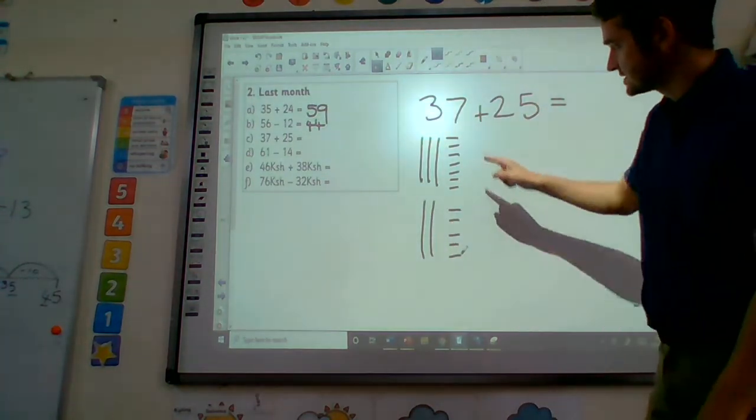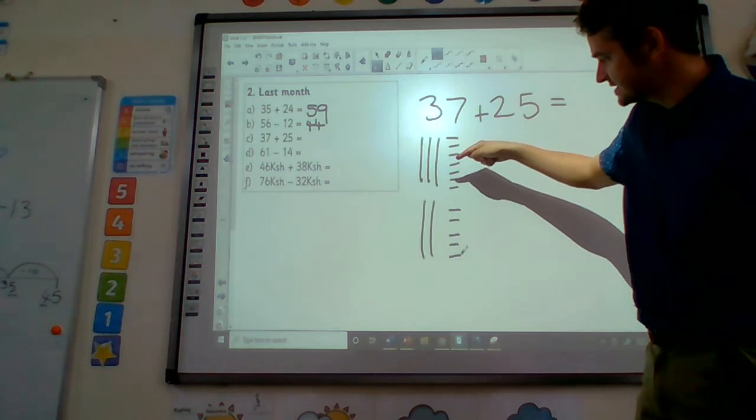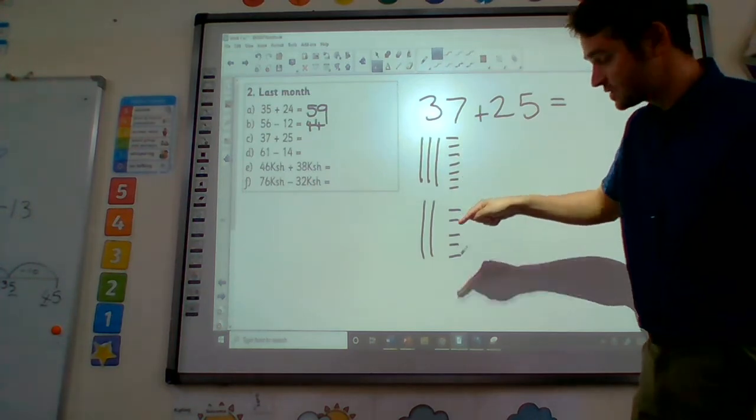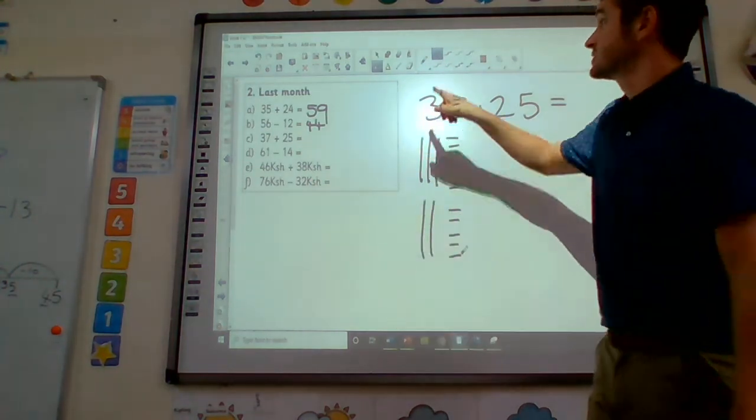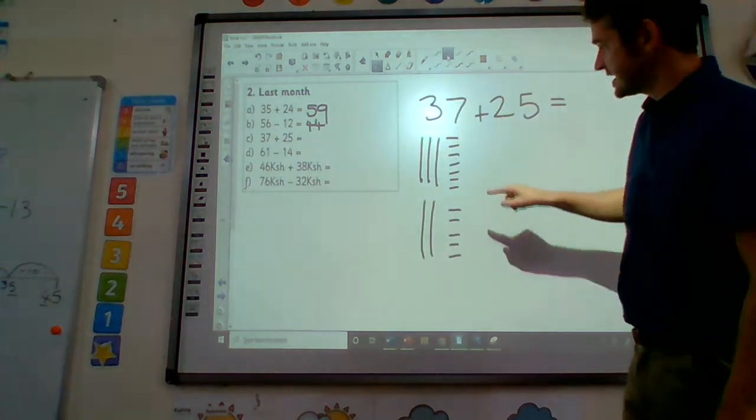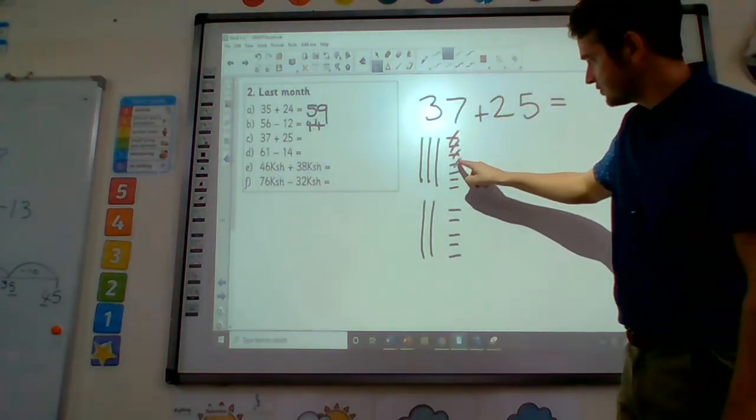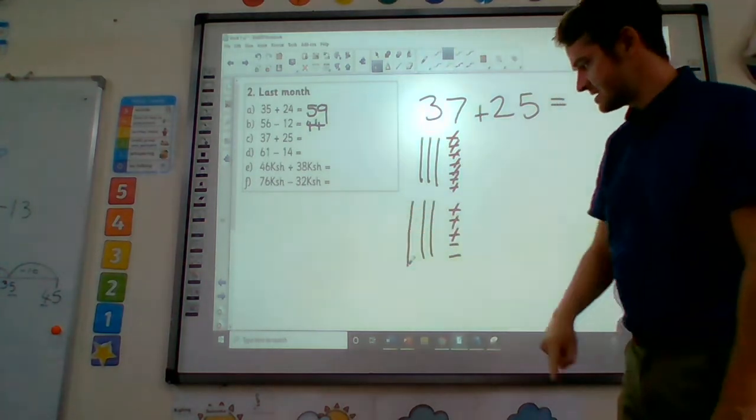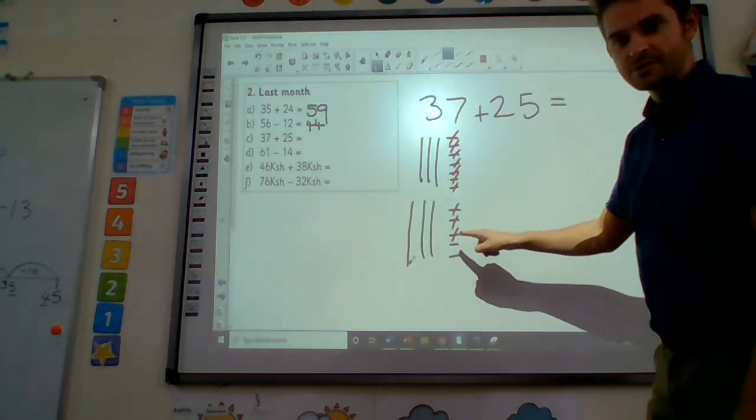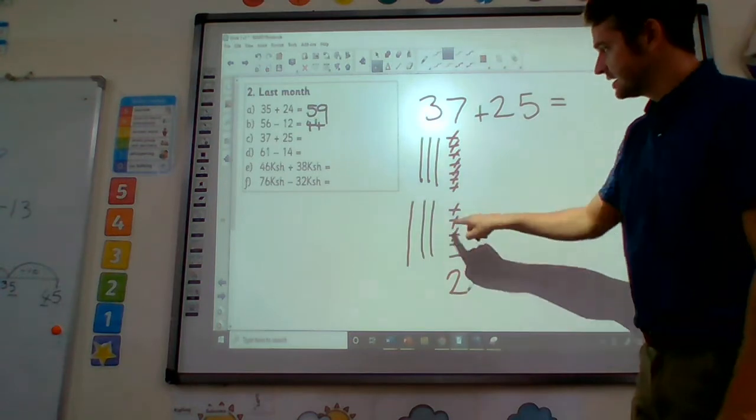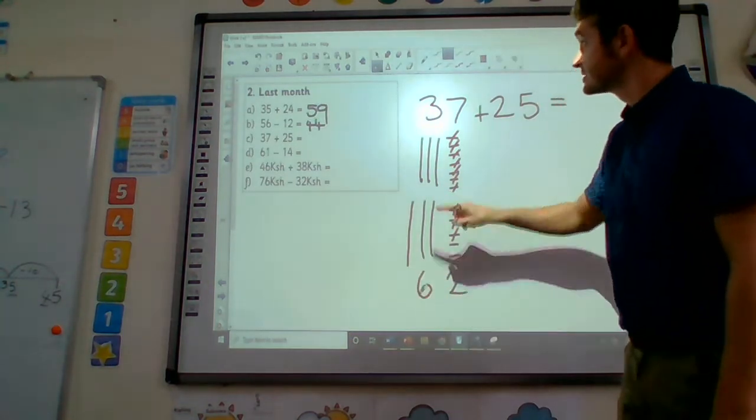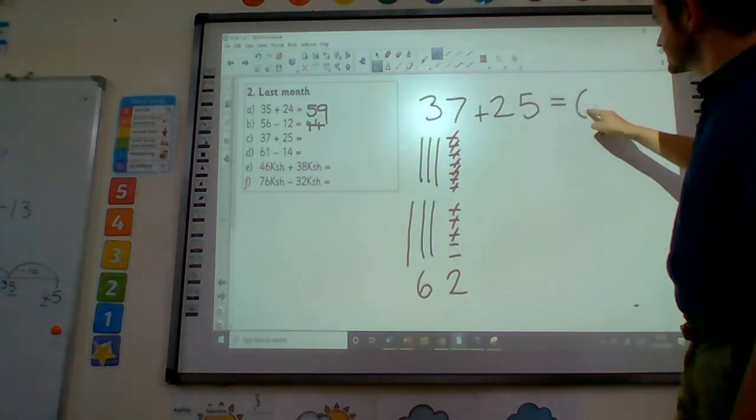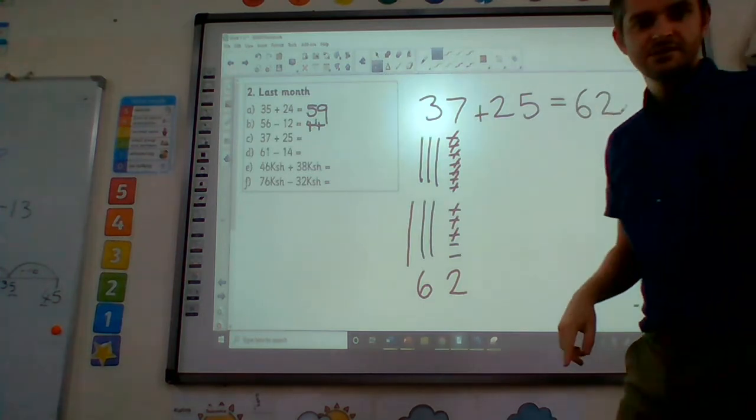Let's count the ones. 1, 2, 3, 4, 5, 6, 7, 8, 9, 10, 11, 12. Too many! So I need to get rid of 10. I need to cross 10 out. 1, 2, 3, 4, 5, 6, 7, 8, 9, 10. Extra 10. Now I've only got 2 ones and I've got 6 tens. So the answer was 62.